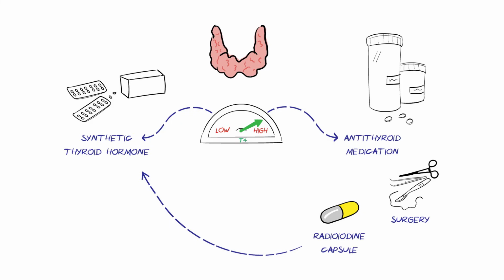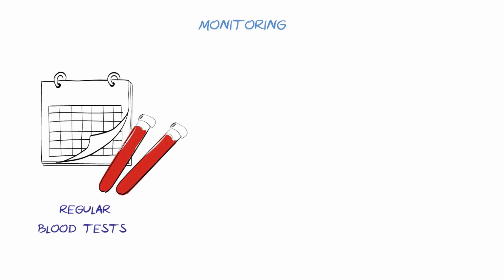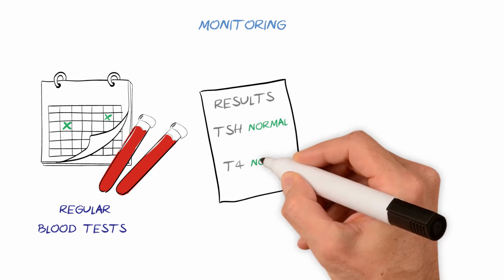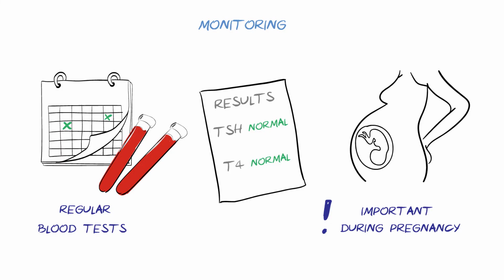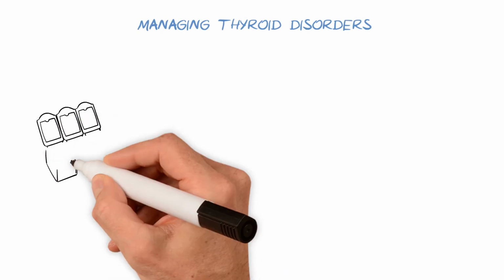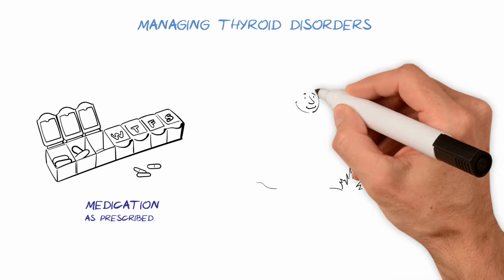Whatever the treatment, and even if no treatment is currently needed, it is important to have regular blood tests so that your doctor can monitor your thyroid function and adjust dosage if needed. This monitoring is particularly important during pregnancy. So, what can you do to improve your condition? It is important to take medication regularly as prescribed, for example, on an empty stomach at the same time each day.